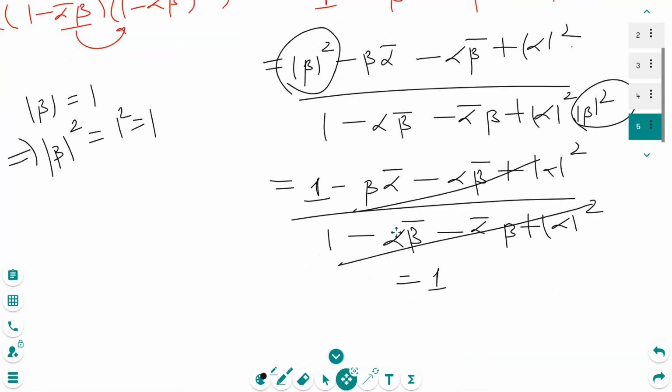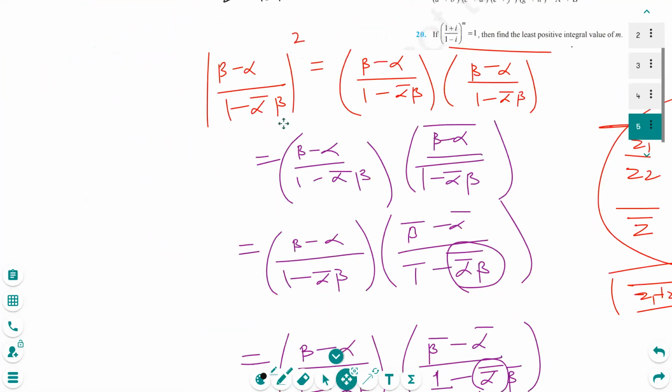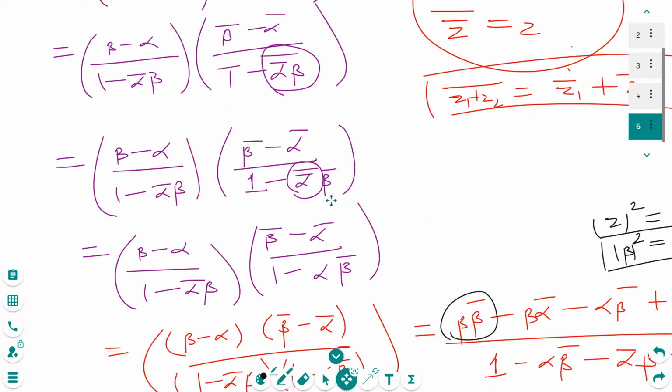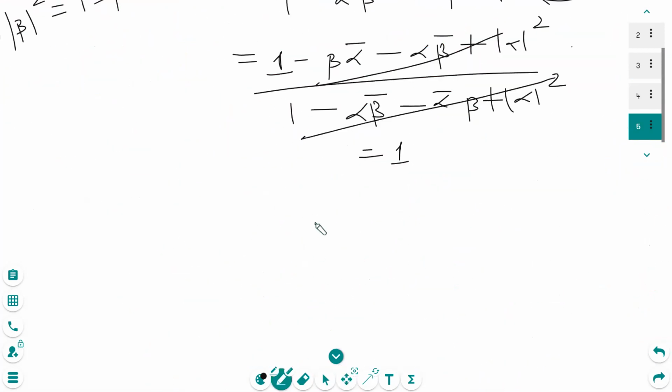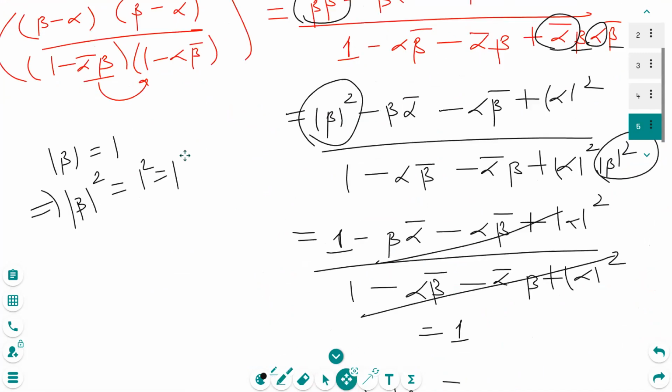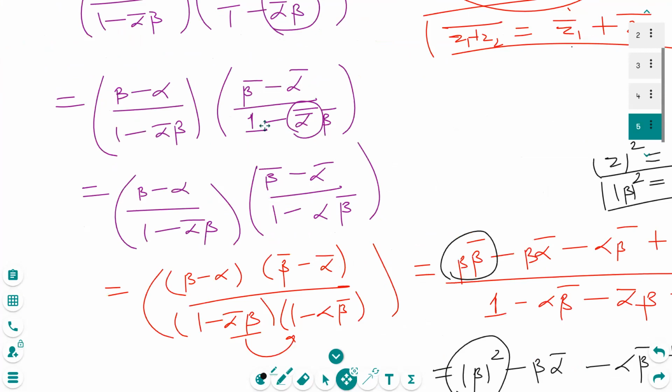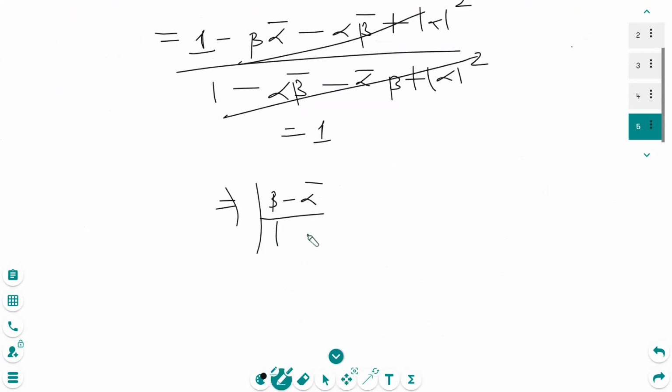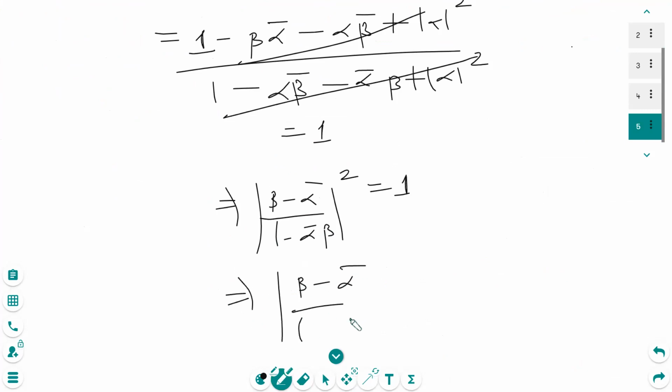So the value we were solving for is the modulus square, and I need just the modulus value. The expression was beta minus alpha beta over 1 minus alpha bar, and this is coming out to be 1. So what will be my modulus? It will be 1. We have our answer. Quite lengthy, but easy to understand.